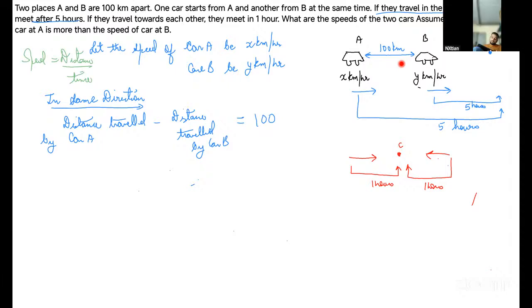So now what is the formula of distance? Speed into time. Yes, the distance formula is speed into time. Now what is the speed of car A? It is x, and how much time does it take to reach point D? 5 hours. It will become 5x minus; this car's speed is y and time 5 hours, so minus 5y is equal to 100. This is the first equation.